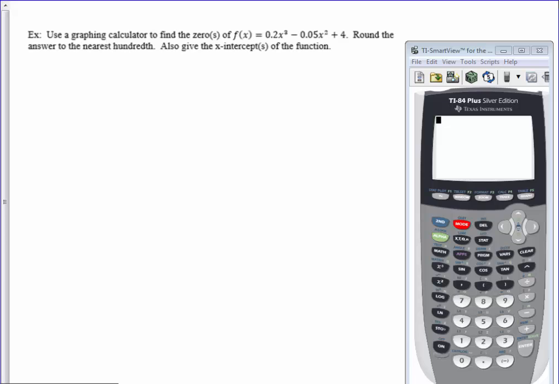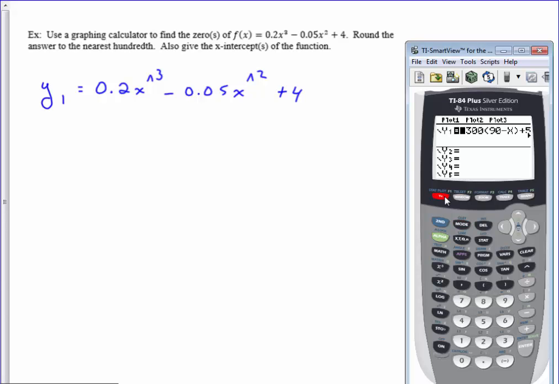To perform this, the first thing I'd want to do is go to my y equals menu, and in y1 I would want to enter in my function. The function would be entered in using these basic keystrokes. And so let's go do this on the calculator.